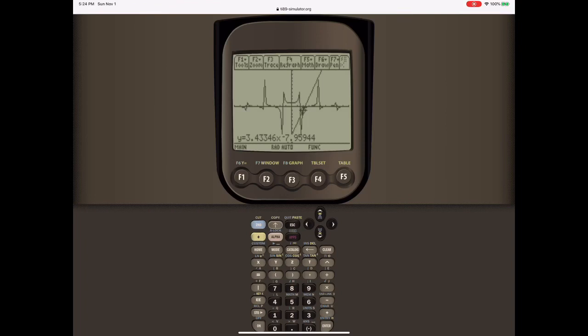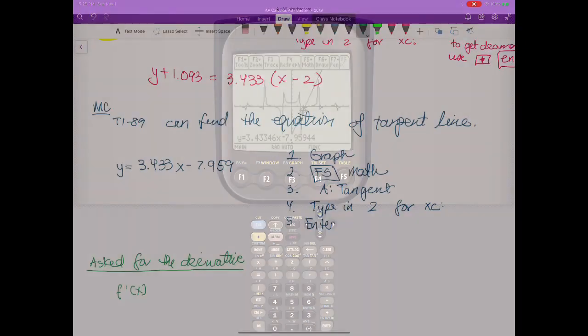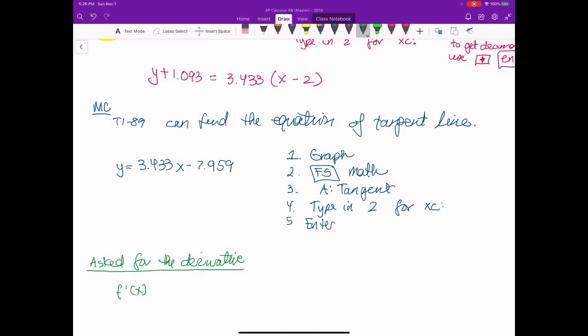But I'm just going to caution you, don't rely on this only, because if it's a free response, you have to justify the pieces. So you can't just go to that and be like, oh, my calculator gave it to me. That's not good enough. So in blue here, I have the steps for the TI-89.